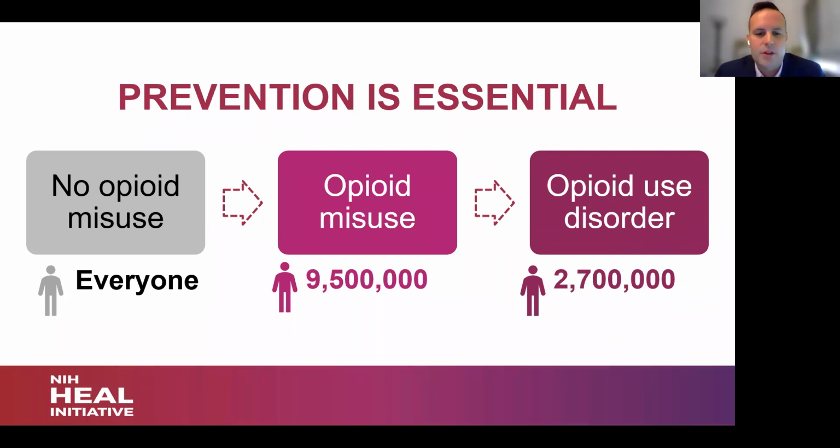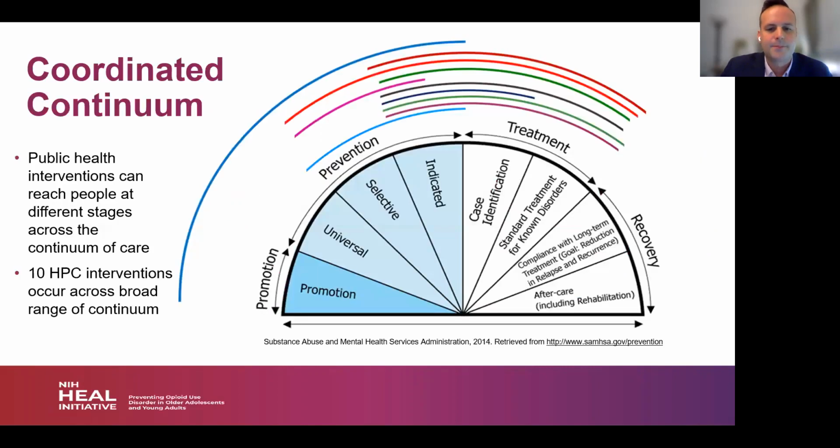Simply based on the National Survey of Drug Use and Health numbers from 2020, we can consider that 9.5 million people 12 or older had misused opioids in the past year, and 2.7 million had an opioid use disorder. We move to the next slide. So this figure represents the continuum of care, the care continuum, and the various points at which the 10 HPC projects are reaching people. While one project is engaging in health promotion, most projects are either in the selective or indicated prevention space. Next slide.